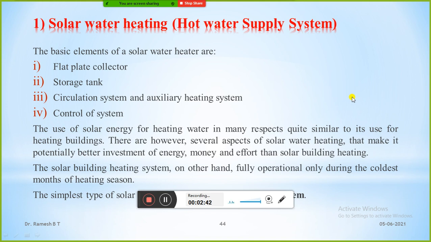Clear? The simplest type of solar water heater that we are using is the thermosyphon. So the thermosyphon is the simplest type of water heater. This hot water supply system produces hot water. Solar water heating, both are the same, because the water absorbs the heat and becomes a higher temperature. And this simple type of water heater is called a thermosyphon.